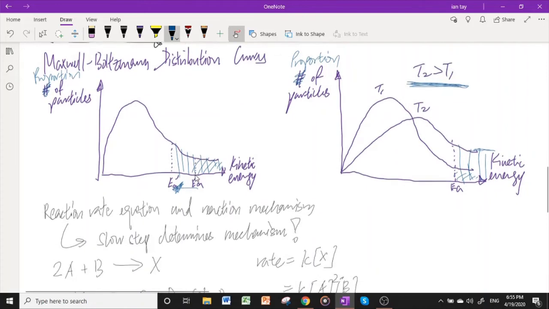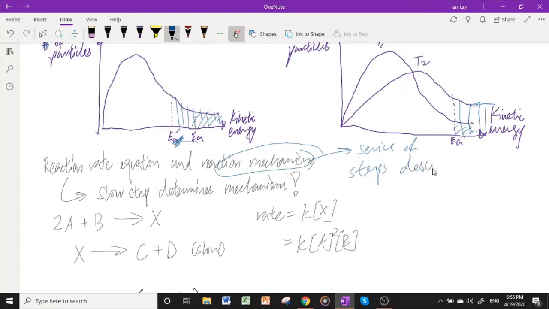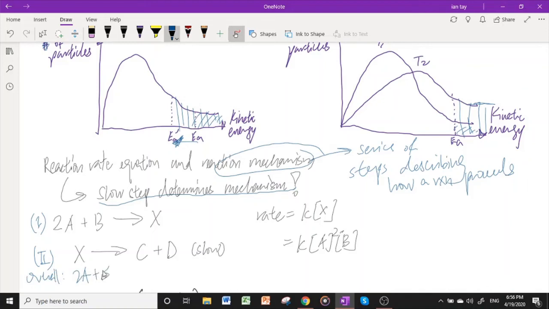So how do the reaction rate equation and reaction mechanism relate to one another? So we know, what is the reaction mechanism? The reaction mechanism is a series of steps, right? Describing how a reaction proceeds. So the slow step is a step that determines the reaction mechanism. So say for these two steps in a certain reaction, the overall reaction will be 2A plus B gives you C plus D, right? Agreed?